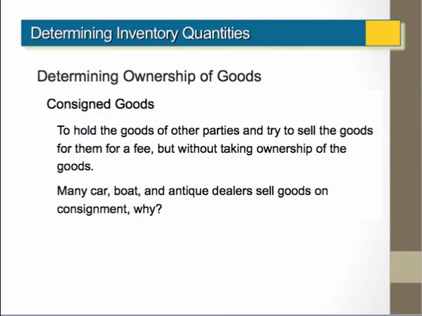Another issue has to do with consigned goods. Consigned goods basically means that we as the seller will give inventory to another party to sell for us. Ownership still stays with the seller. The person holding the inventory is merely a sales conduit to help sell the inventory, or a service provider who's working on the inventory, but they have no ownership interest. The ownership remains with the seller because of the consignment relationship.